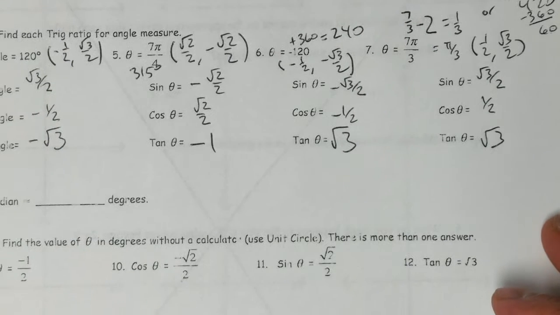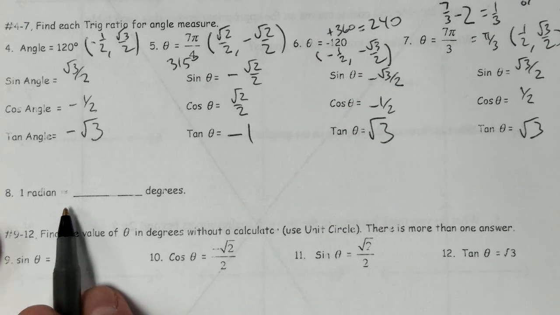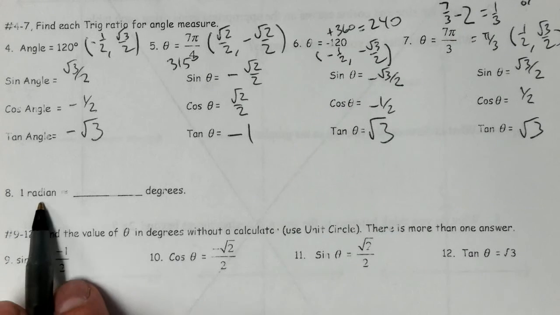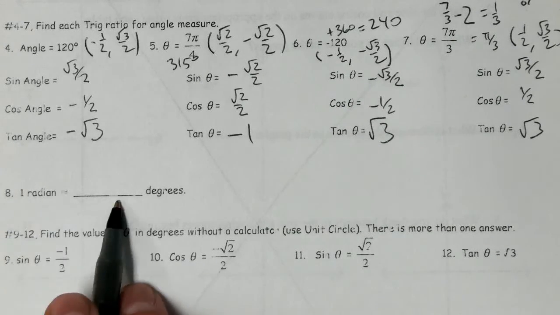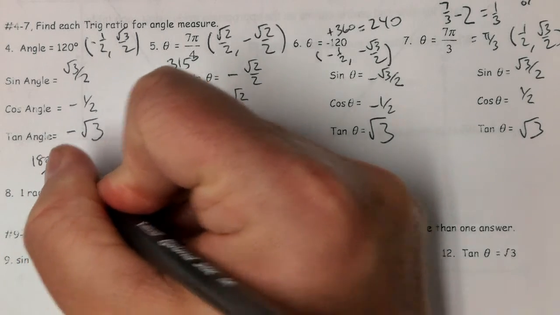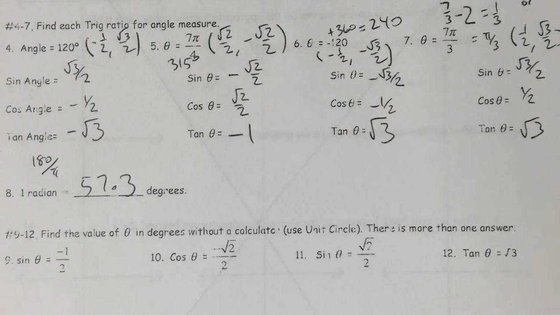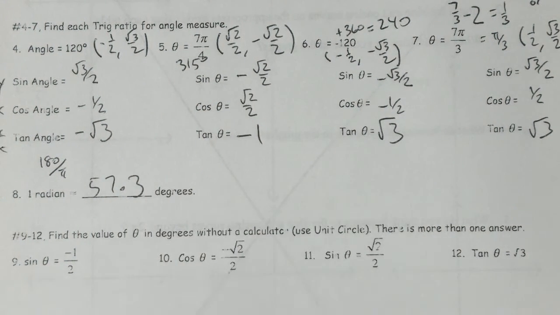Okay. And this one is very much like the other one we did today. 1 radian is how many degrees? Yeah, we did 180 over pi, and that's 57.3. 57.3. Good.